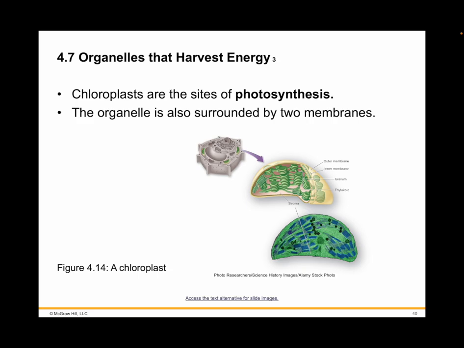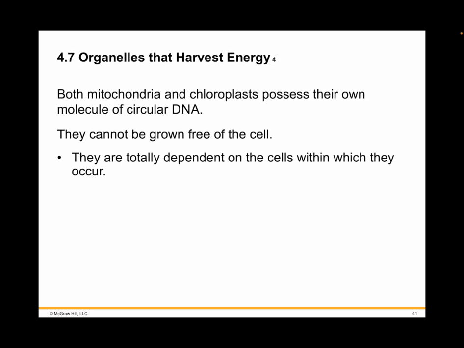So like mitochondria, chloroplasts have a circular DNA molecule. The DNA contains many of the genes coding for the proteins necessary to carry out photosynthesis. Plant cells can contain from 1 to several hundred chloroplasts, depending upon the species. Neither mitochondria nor chloroplasts can be grown in a cell-free culture. They are totally dependent on the cells within which they occur.